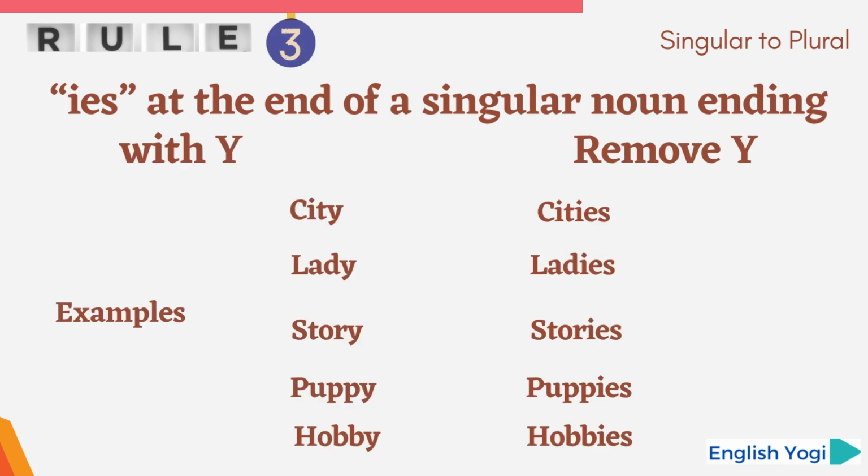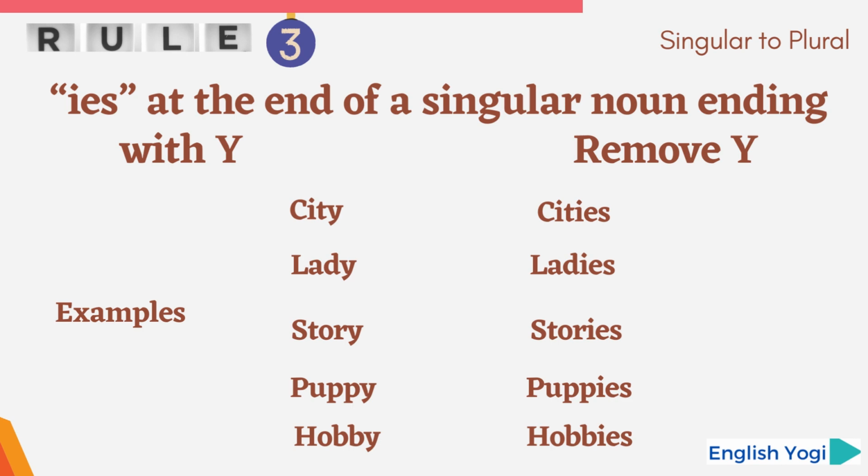The next rule about making a singular noun into plural is that we use ies at the end of a singular noun if it ends in y. And we have to remember that when we make the singular noun into a plural noun, we have to remove y. For example, city has y at the end, and when we make it plural, it becomes cities. So what we have done here is add ies and remove y.